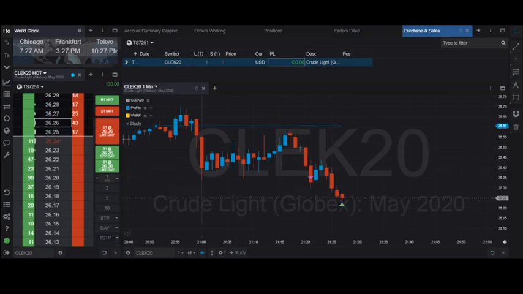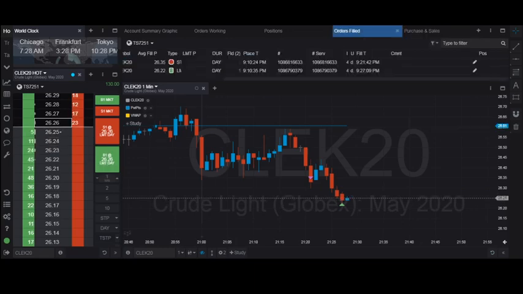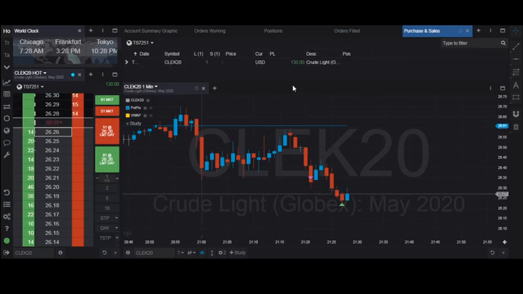Let's take a look. Alright, based on the orders fill, we took around 6 minutes to secure the profit of 130 US dollars. So this ends our day trade today.